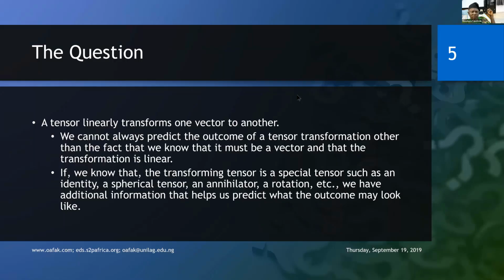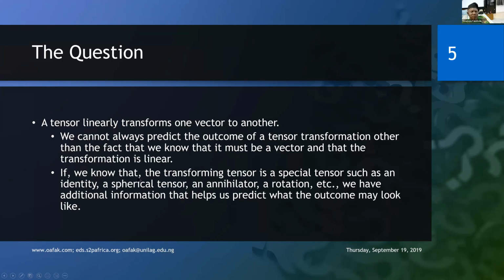So we go back to the question. A tensor linearly transforms one vector to another. We cannot always predict the outcome of the tensor transformation, other than the fact that we know it must be a vector and the transformation is linear. We know that if you transform a vector with a tensor, you get another vector. But we do not know much about what the vector will look like.